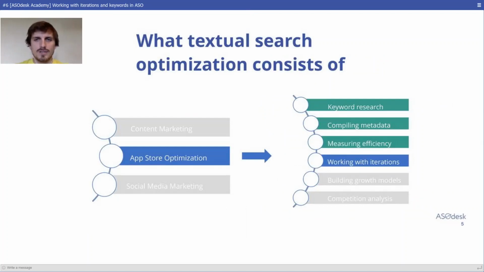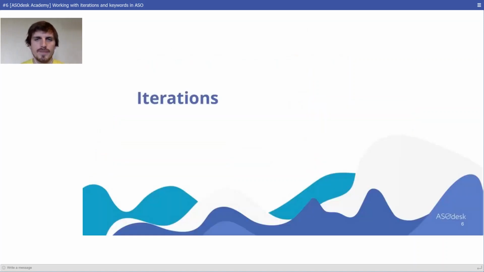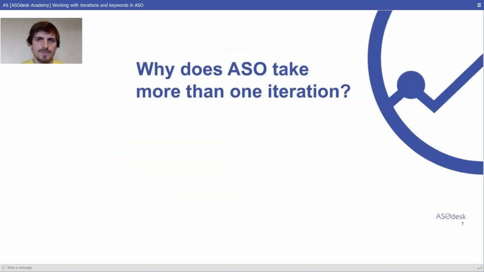So let's move right to the content. Just to settle us down in the framework of our ASO Academy: we've talked about keyword research, we know how to compile metadata, and we know how to measure the efficiency of our iterations. So now we can iterate and update our text metadata. So, iterations.